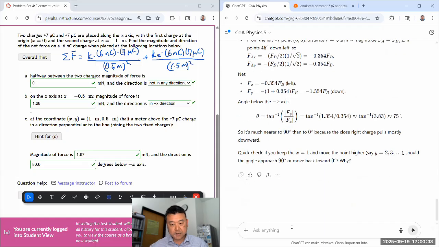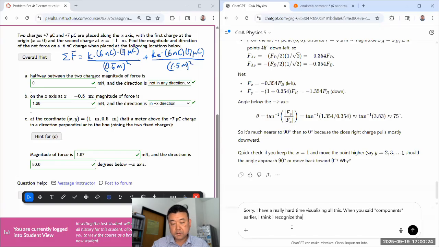So let me do this. Sorry, I have a really hard time visualizing all this. When you said components earlier, I think I recognize that word, but I don't really know what components are.